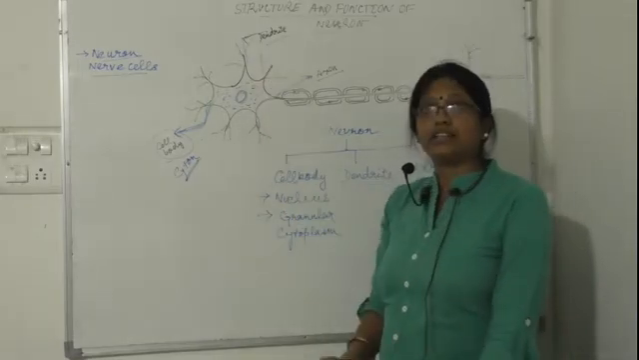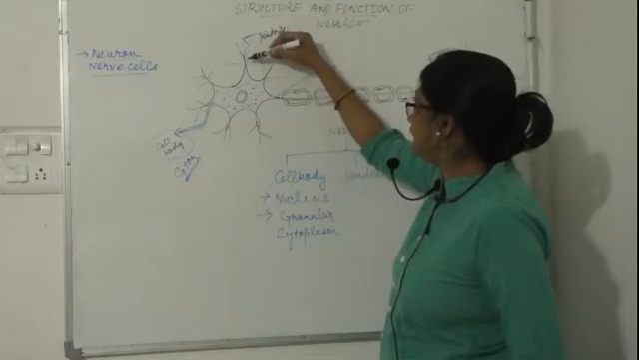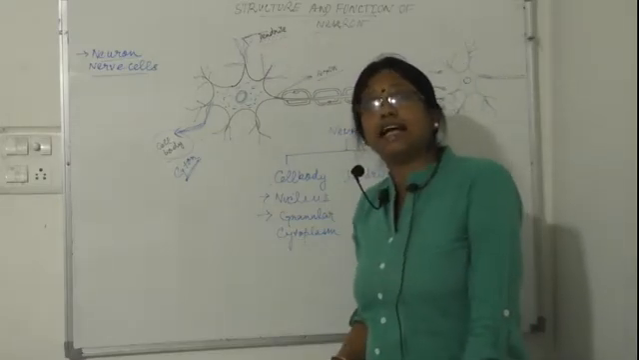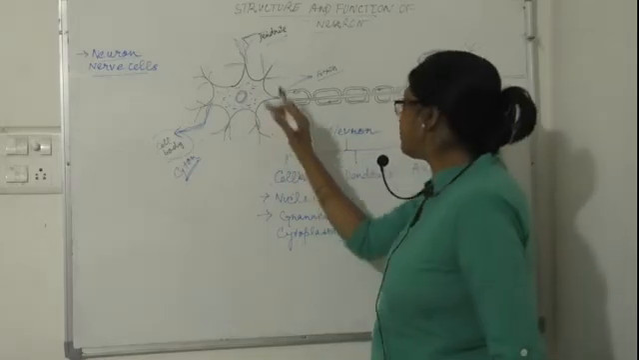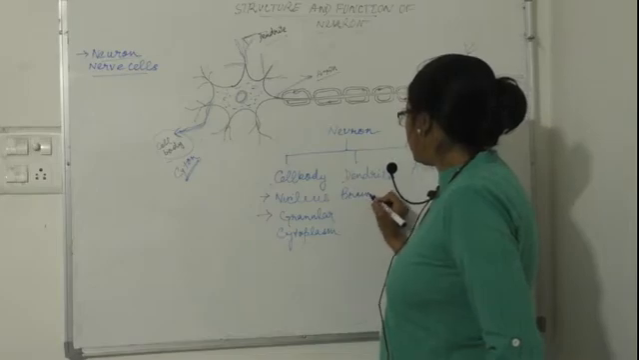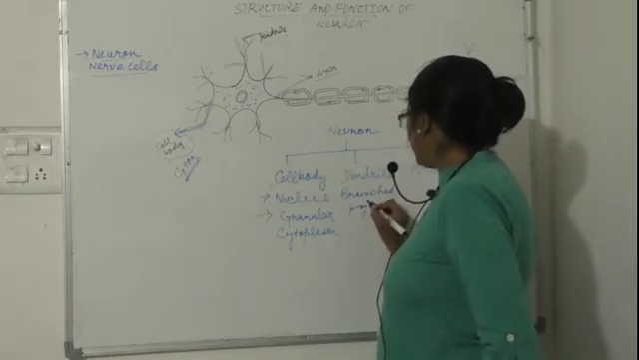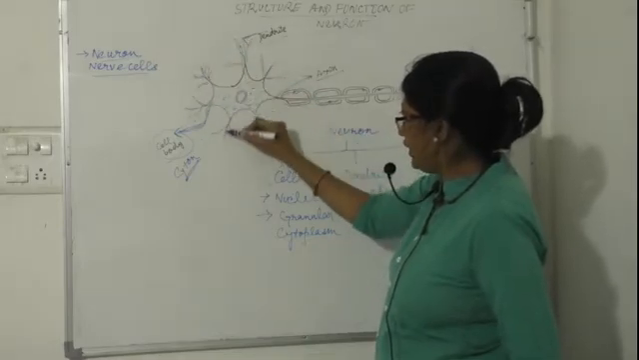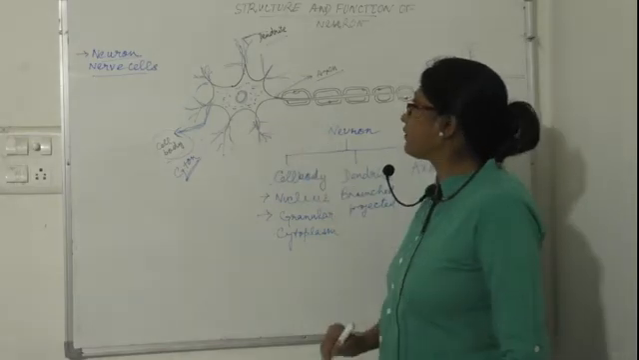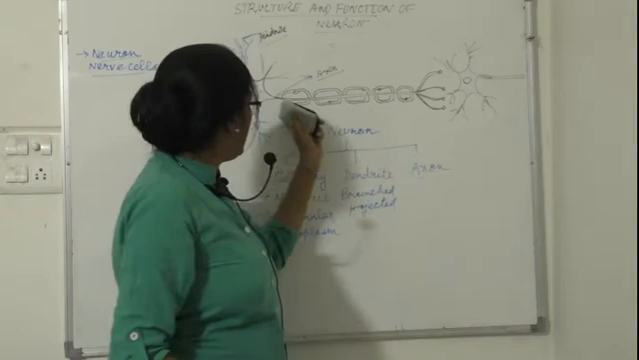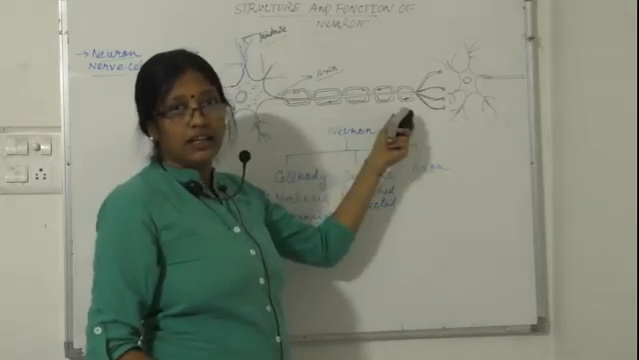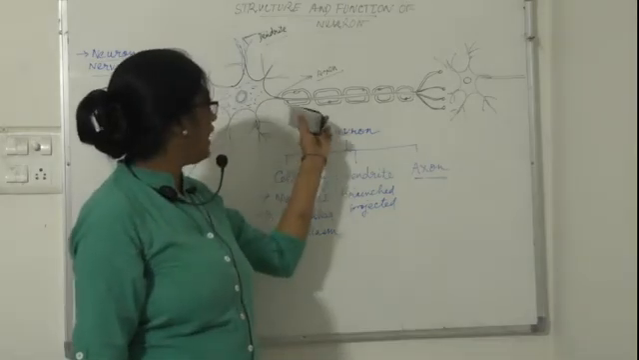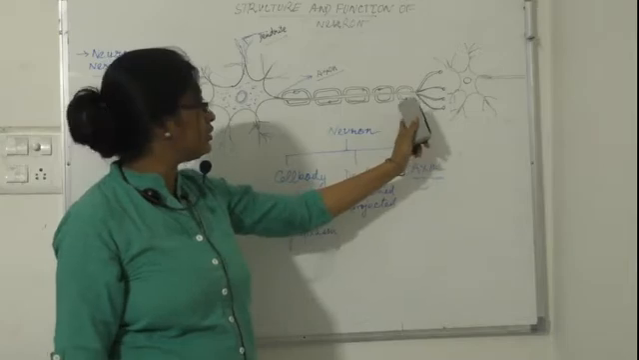Next part is dendrite. The cytoplasm of cell body is actually projected through some branches. The projected cytoplasm is known as dendrite. This is branched and projected, so many branches are there. These parts are known as dendrites of neurons. Next part is the most elongated branch. The most elongated part is known as axon. You can see this is the most elongated part. This is known as axon.